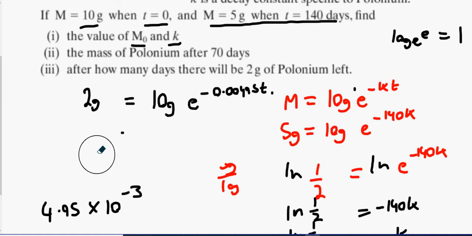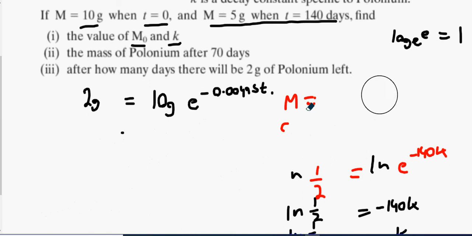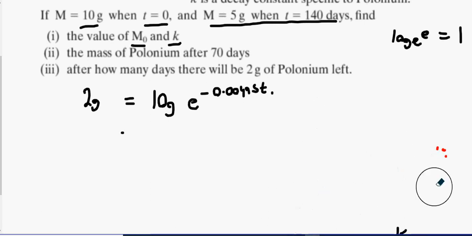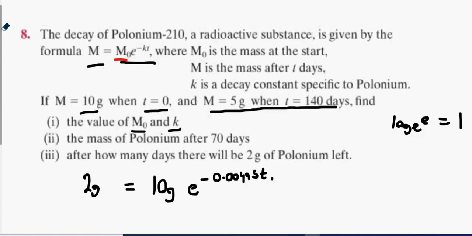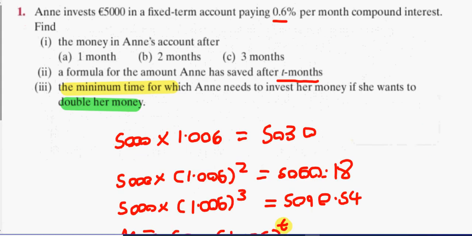Does everybody know how to finish off that question? What do you do to both sides? Bring down the 10g, then what do you do after that? You can ln or log both sides, and we do what we've always done. What questions did we do? We did 1, 3, 4, 6, 8, which isn't a bad haul.